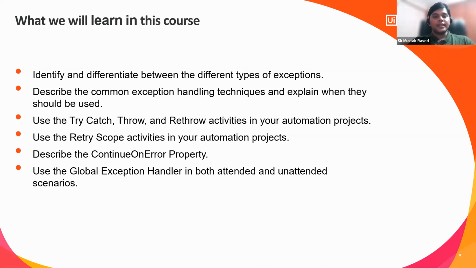We have Retry Scope, based on conditions. For example, if your process is failing on a particular condition, that condition needs to be met first, and then the process can retry. UiPath gives that flexibility. We will see where we'll be using these activities. We have one more, which is not an activity but actually a property of activities, the ContinueOnError property. I can explain more about this in the coming slides.